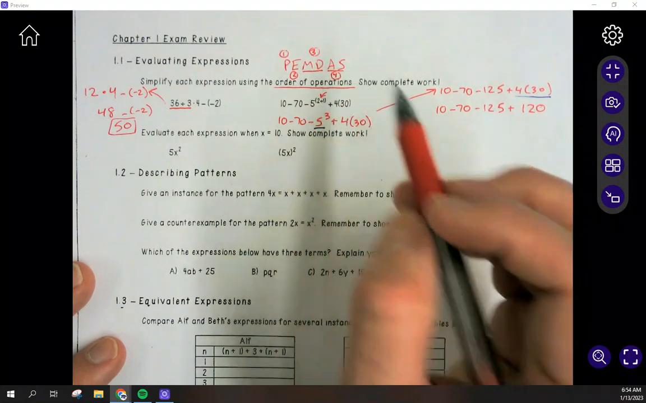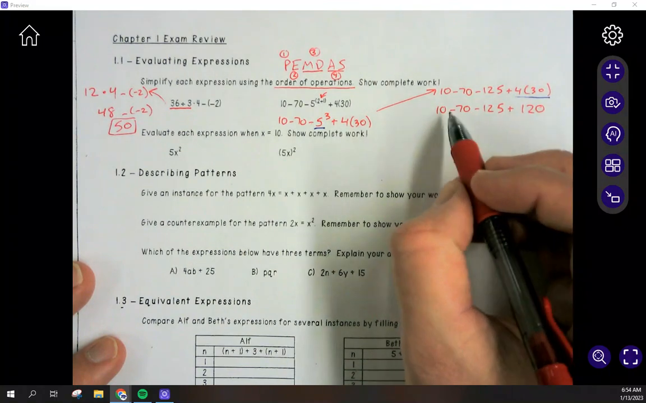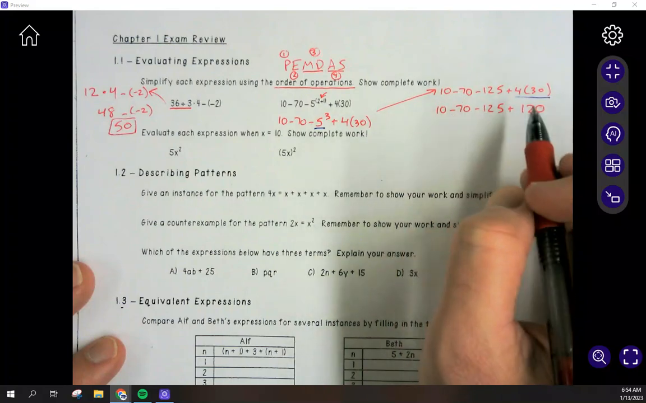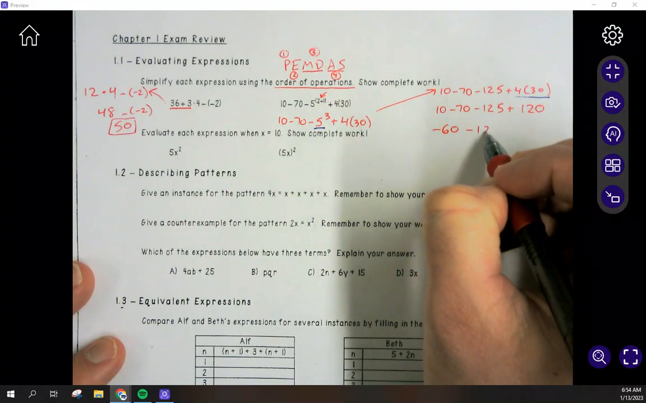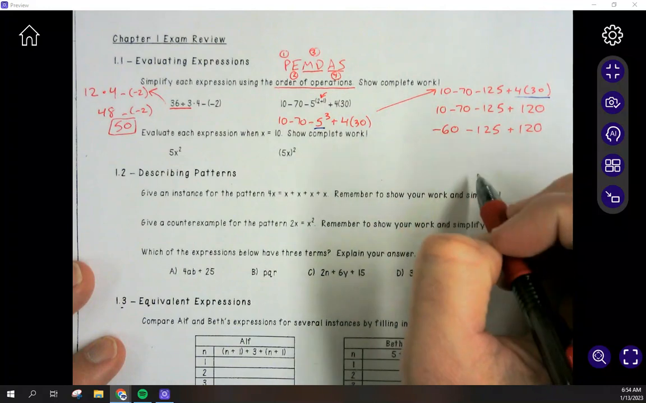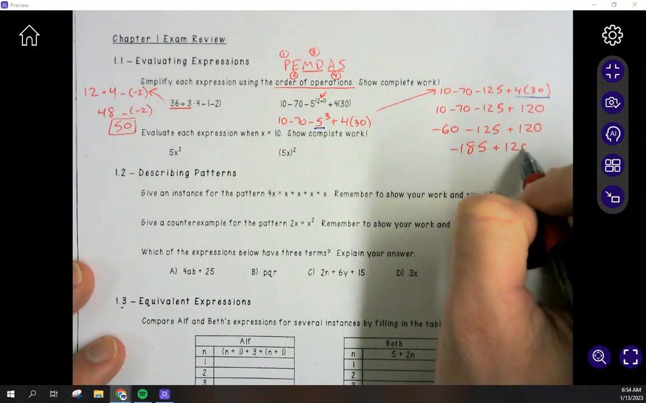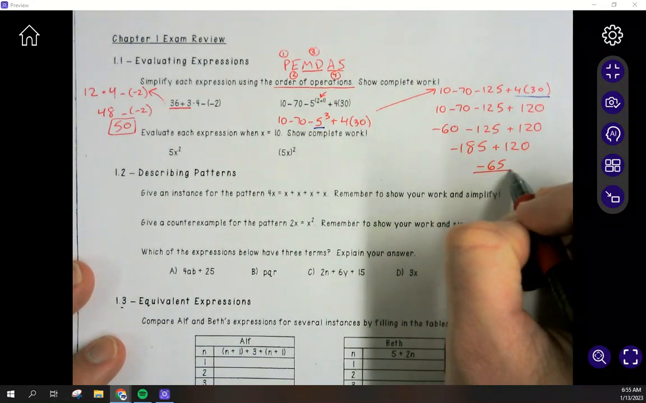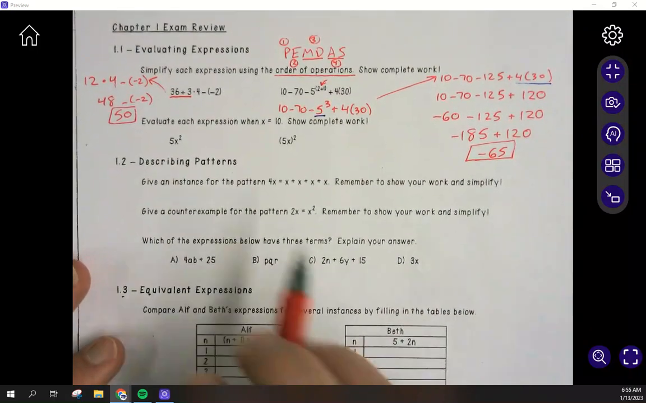So just like we talked about over here, adding and subtracting happens at the same time. You don't add first and then subtract. So you do it from left to right. So since that's all I have left, I'm just going to take care of this, and then this. And the last thing I'm going to do is that, just left to right. So 10 minus 70 is negative 60. Left to right, negative 60 minus 125 will get you negative 185. And now I'm going to go ahead and add that, and I get negative 65. There we go.